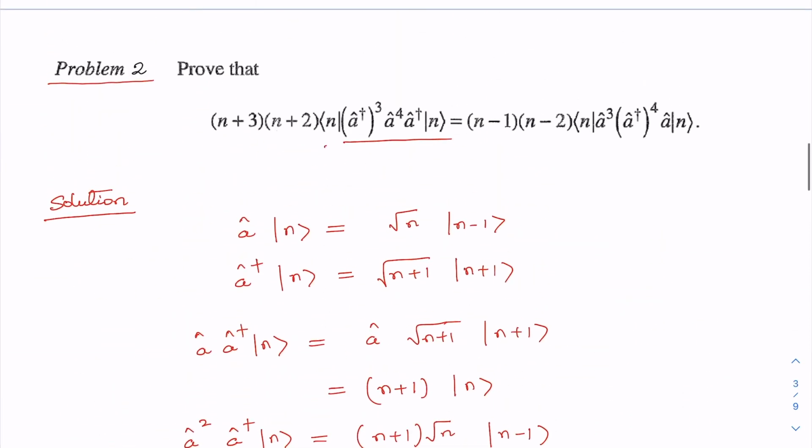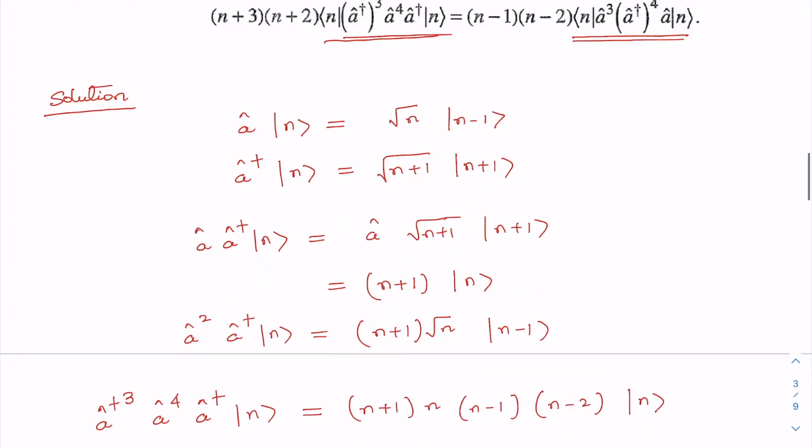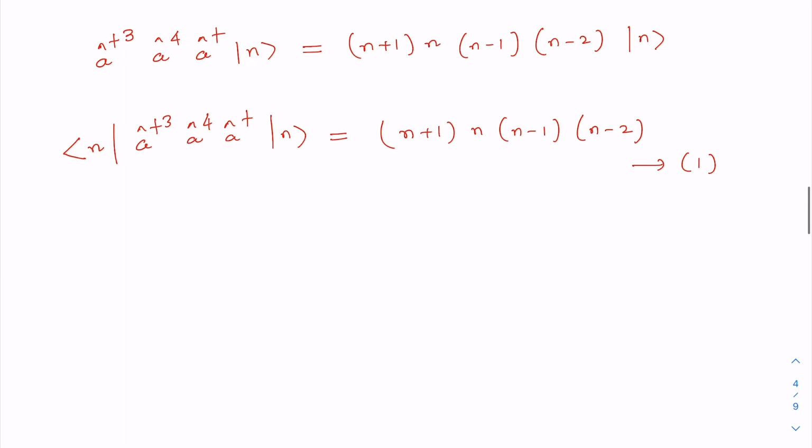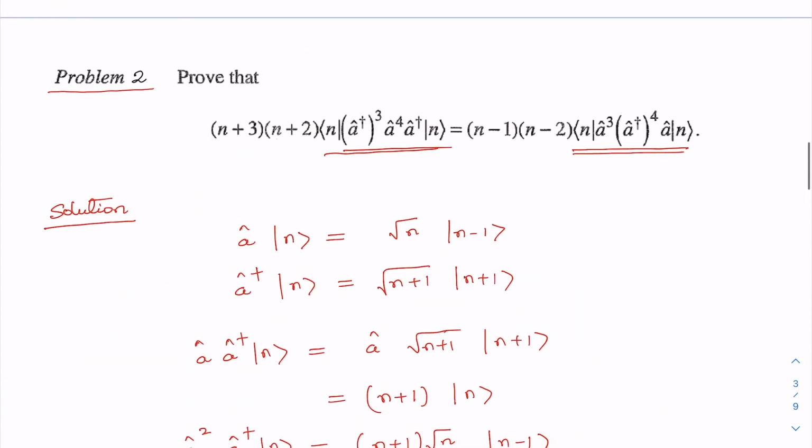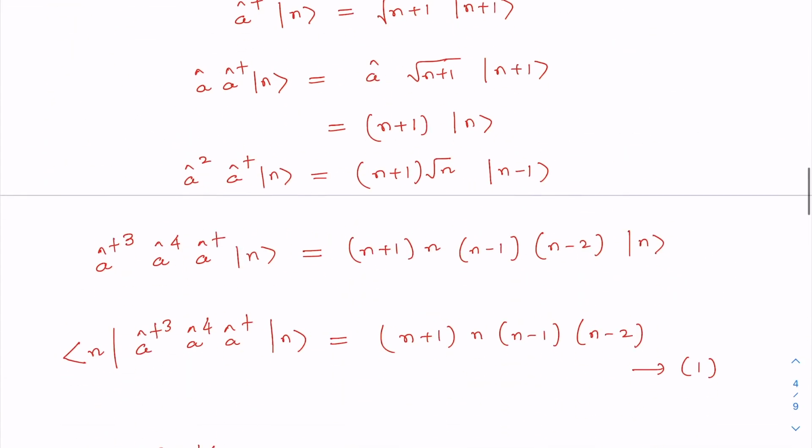So we have basically worked out this part. Now what about this again? Let us work that out. In a similar fashion, we can work it out. It's straightforward algebra, but a little bit tedious. Here we have a dagger 4, a, and if you work it out, this is what I have here.